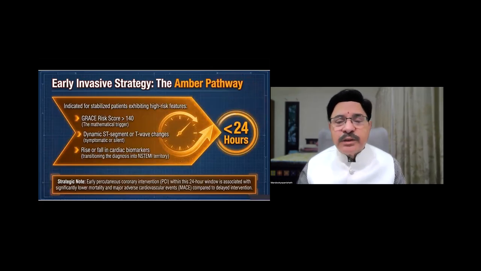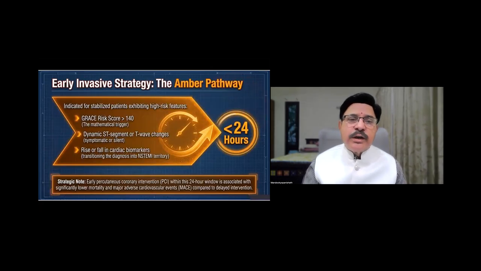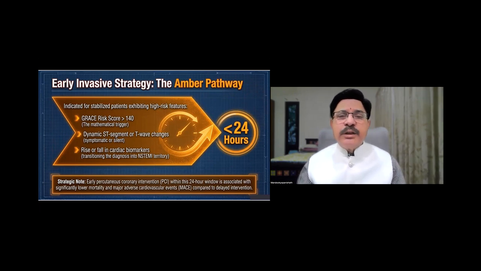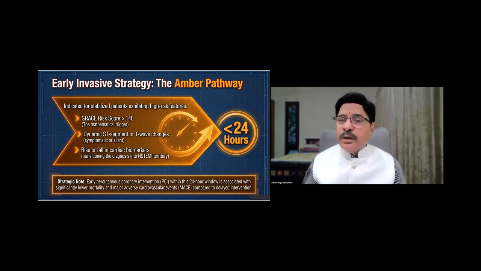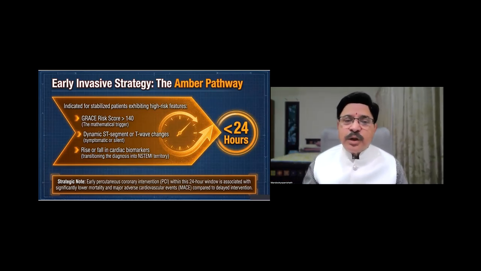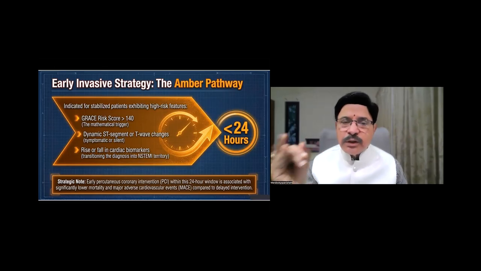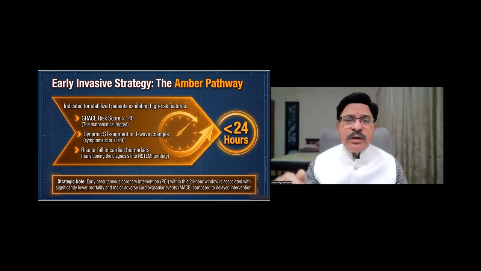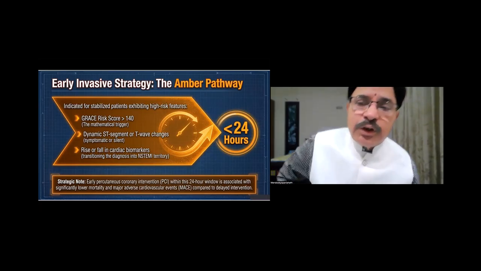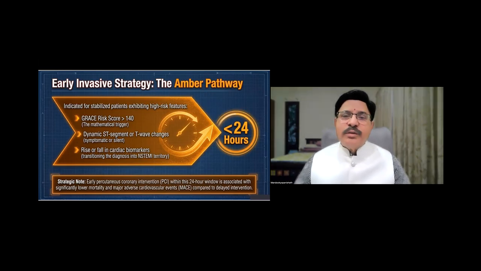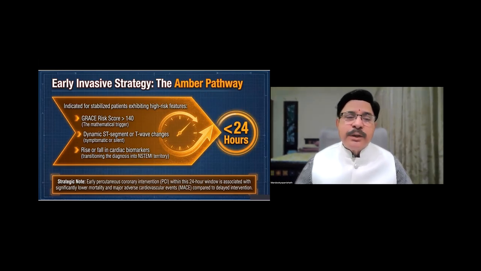Now, amber pathway. Amber pathway means indicated for stabilized patients exhibiting still high-risk features. What are they? GRACE score more than 140. Dynamic ST segment and T wave changes, they are increasing. Symptomatic patient or a silent patient. Rise and fall in the cardiac biomarkers. So biomarkers are increasing and ST segment T wave changes are progressing. GRACE score is more than 140. You must go to reperfusion, not within 2 hours, but within 24 hours. This is called the amber pathway.